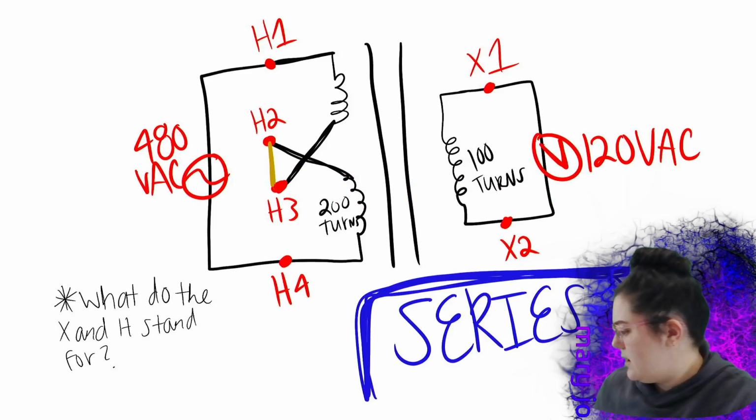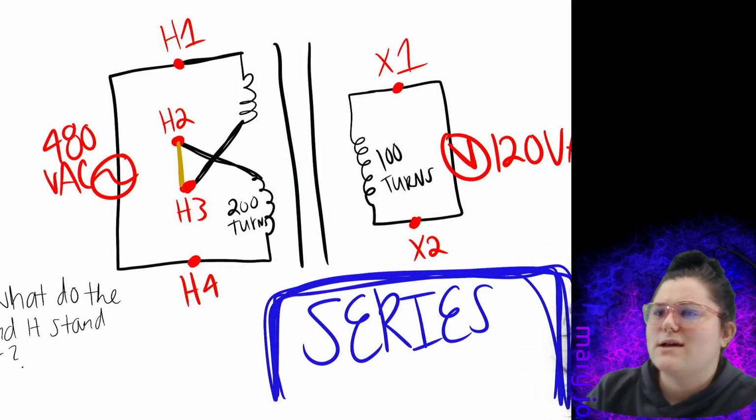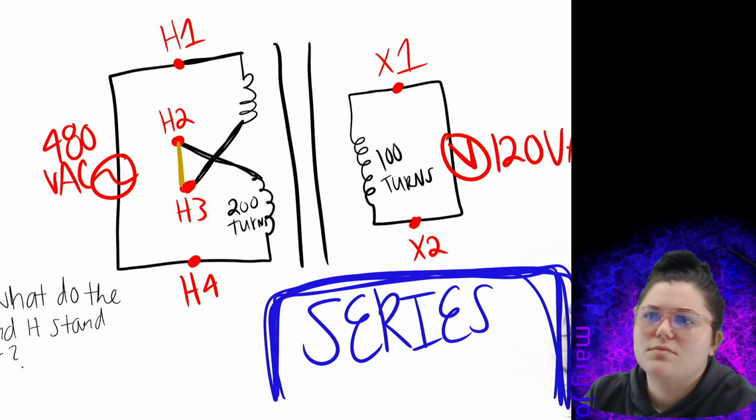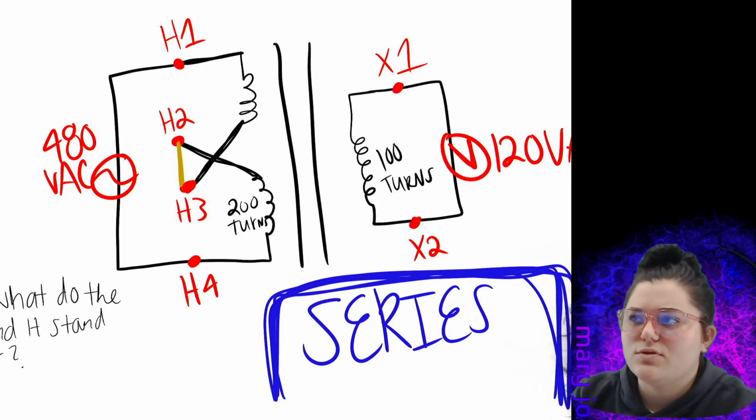So here is, see if you can see it like that. Yeah, you can. Okay, so here is an example of the control transformer wired in series. So H1, H2, H3, X1, X2, those are your connection points. So that's where you would be wiring in your terminals at.